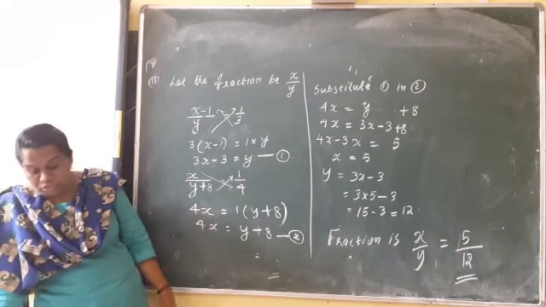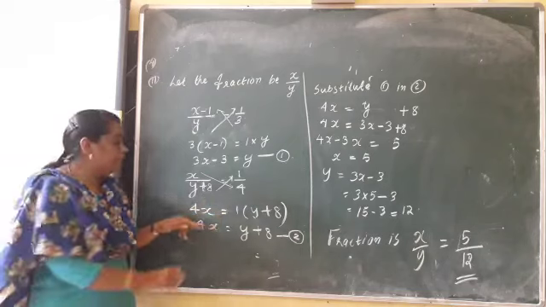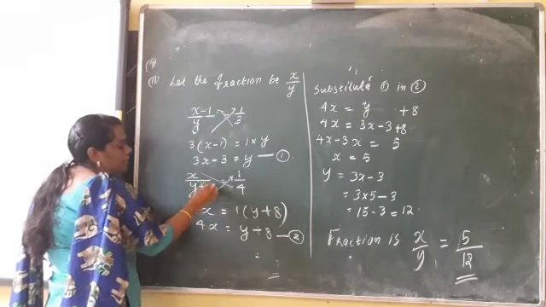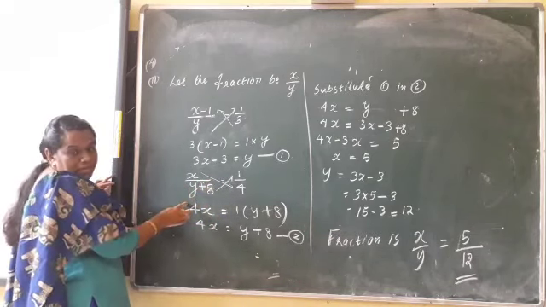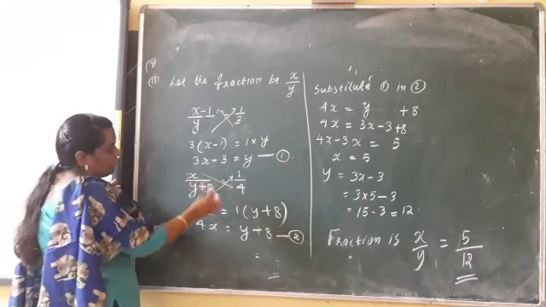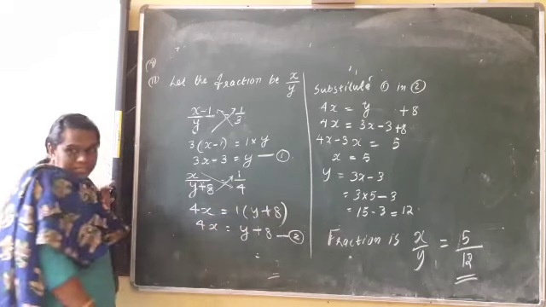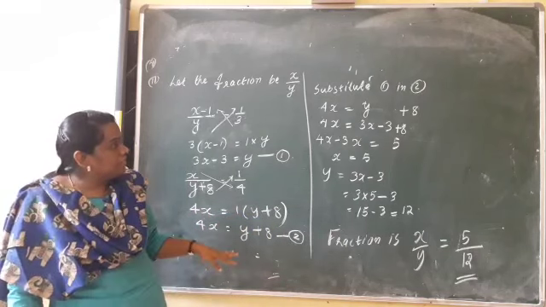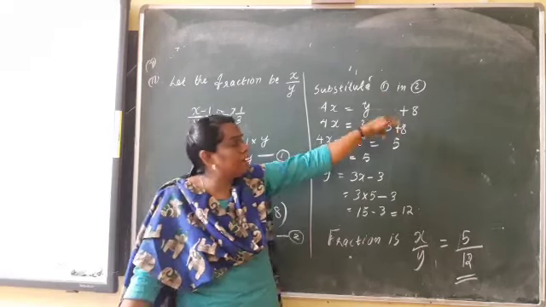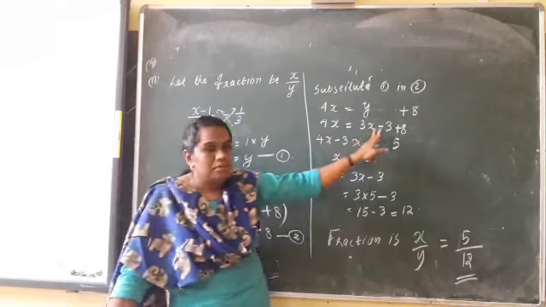And according to the question, second condition, if you add 8 to the denominator, what is the denominator here? Denominator is y. x by y plus 8 is equal to 1 by 4. Cross multiply: 4x is equal to 1 into y plus 8, that is y plus 8. When we compare this, we got 4x is equal to y plus 8. Here, y is equal to 3x minus 3.